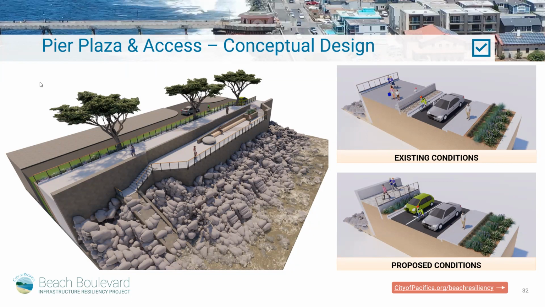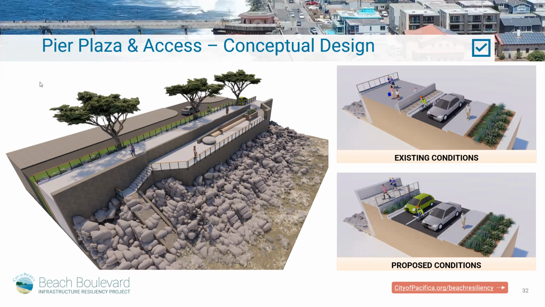On the visualization here on the left, you can see again, using the same concepts, providing that ADA access ramp down to a viewing platform, a plaza space available for amenity installation. And then this is where the existing steps go down to a mossy approach to the revetment. So we would be redoing that and potentially integrating some type of stepping stones going down over that cobble to get down to the low tide access.